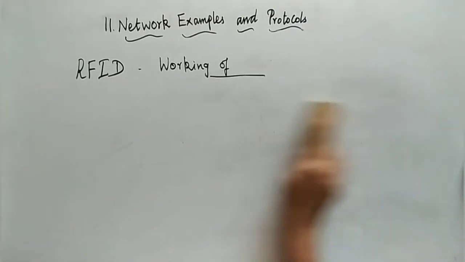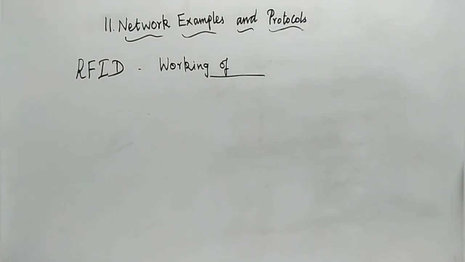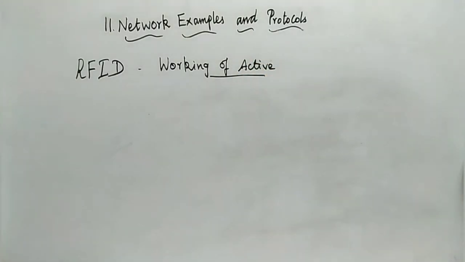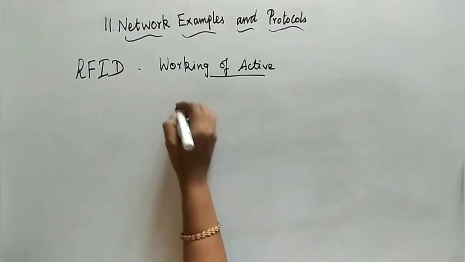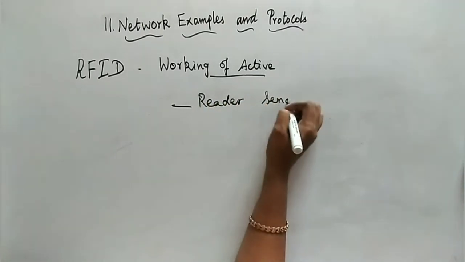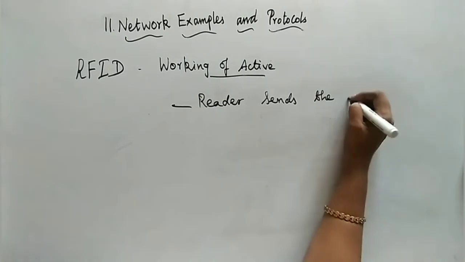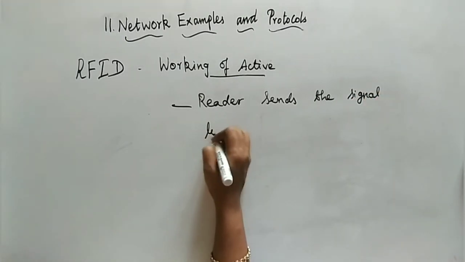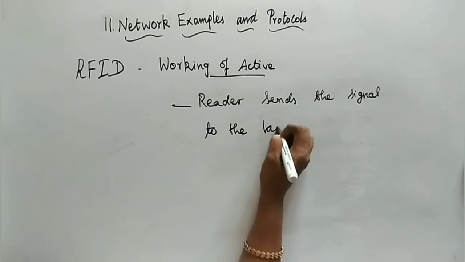So just now we have finished your passive, and next we are going to discuss your active RFID system. In the active RFID system, it is able to generate power of its own. So the reader is going to send the signal to the tag using an antenna. So here the reader sends the signal to the tag using an antenna.